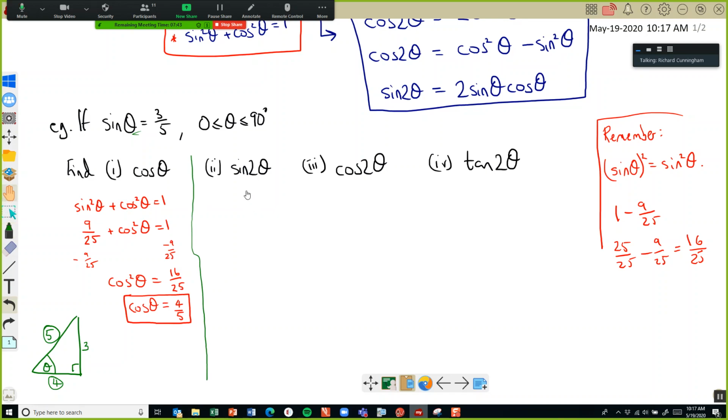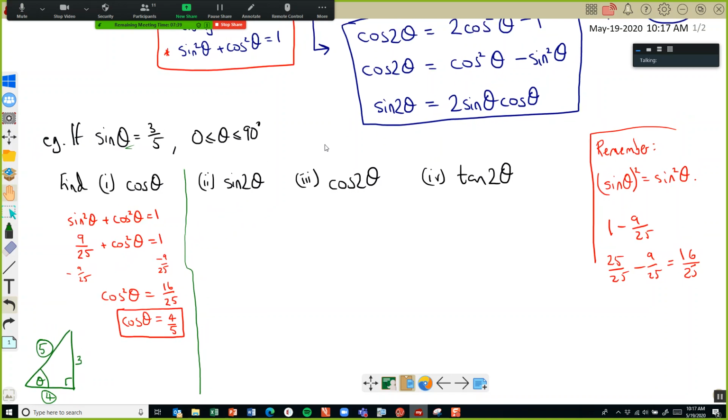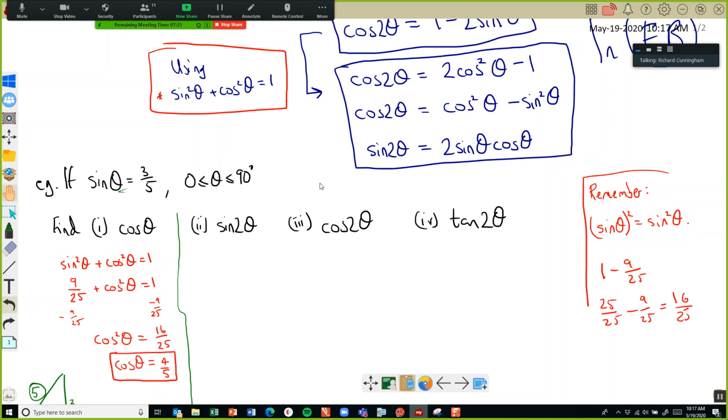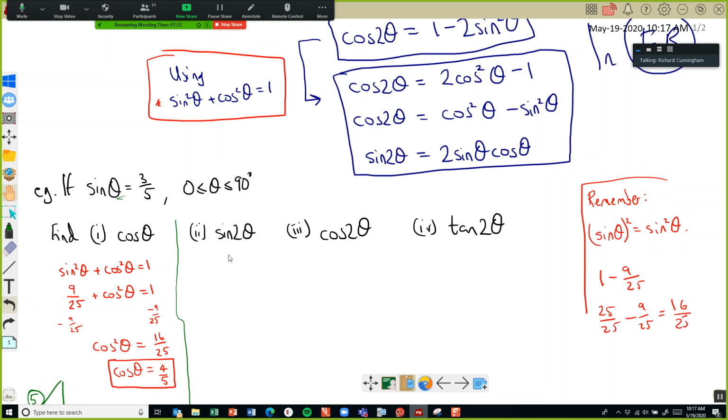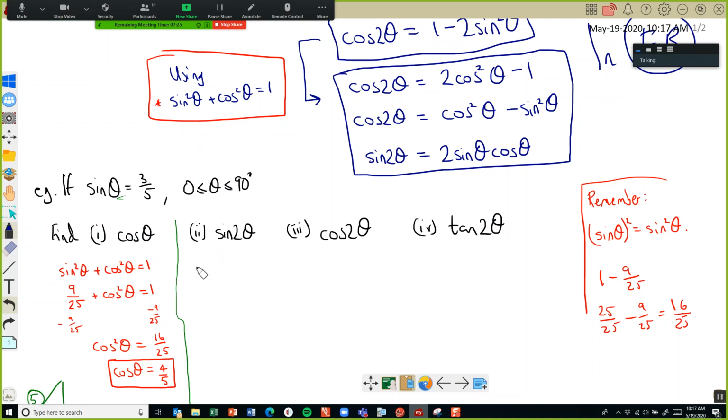Okay, to get you started on the second one, I've got sine 2 theta. Which one of these formulas do you think I'm going to use for this one? Which formula am I going to use? Yep, that's the only one I can use.